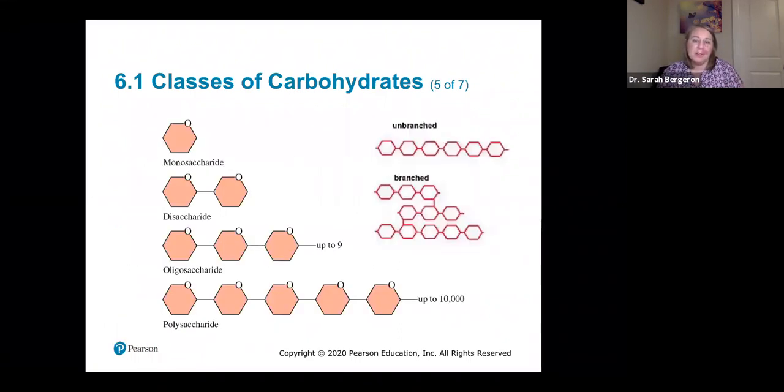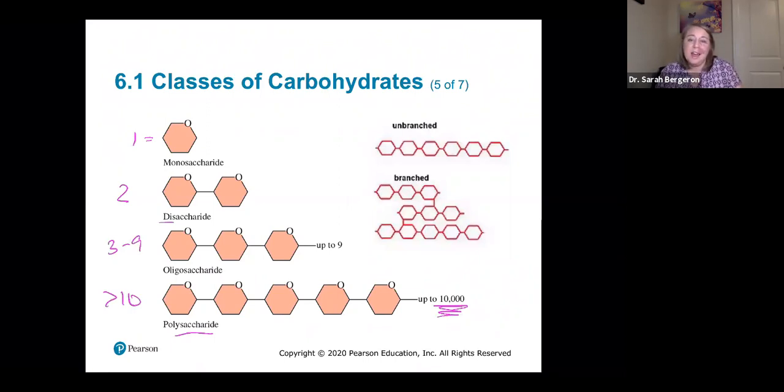Okay, so here are just some examples. Here's our monosaccharide, right? Mono means 1, di means 2, oligo is 3 to 9, excuse me. And then poly is anything greater than 10. And look at here, up to 10,000, right? So you could have a lot.